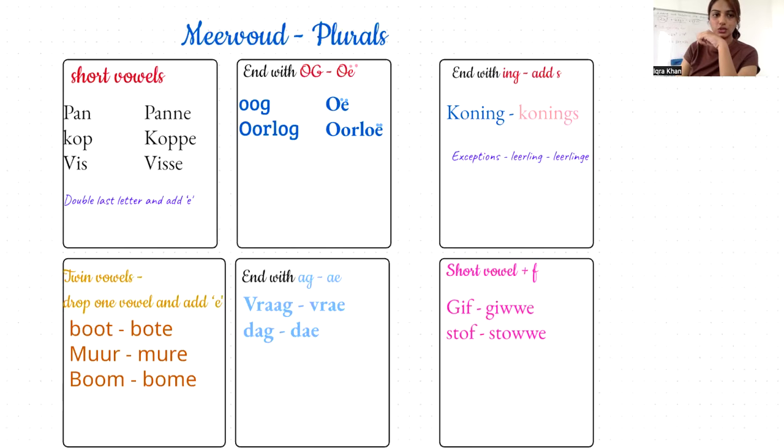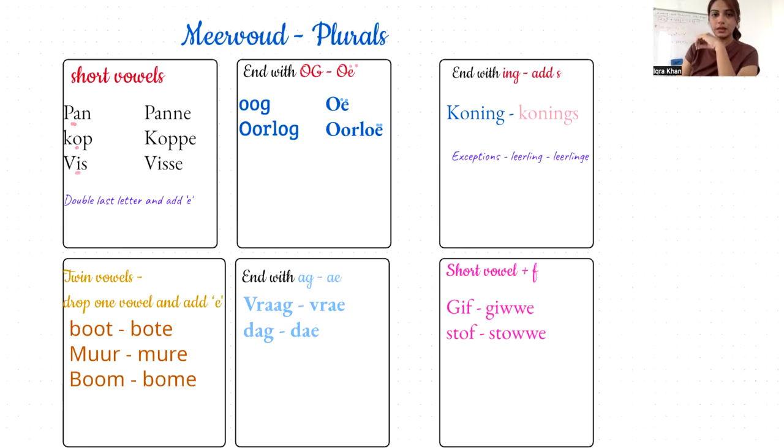Here we have a short vowel in these words. The vowel actually makes the word small. So pan, kop, and vis, it's not a long word. It's a short word with a short vowel. So you're going to double the last letter and then add an E.